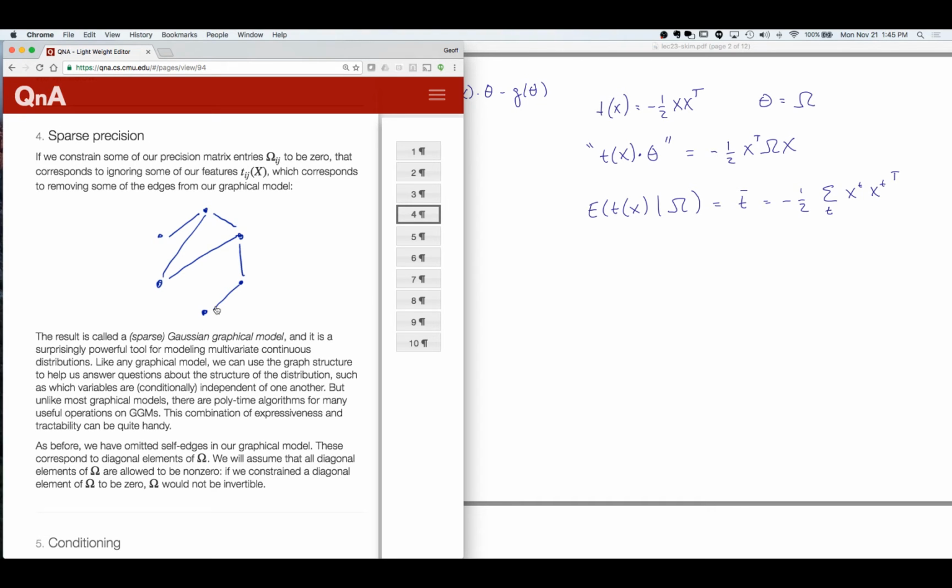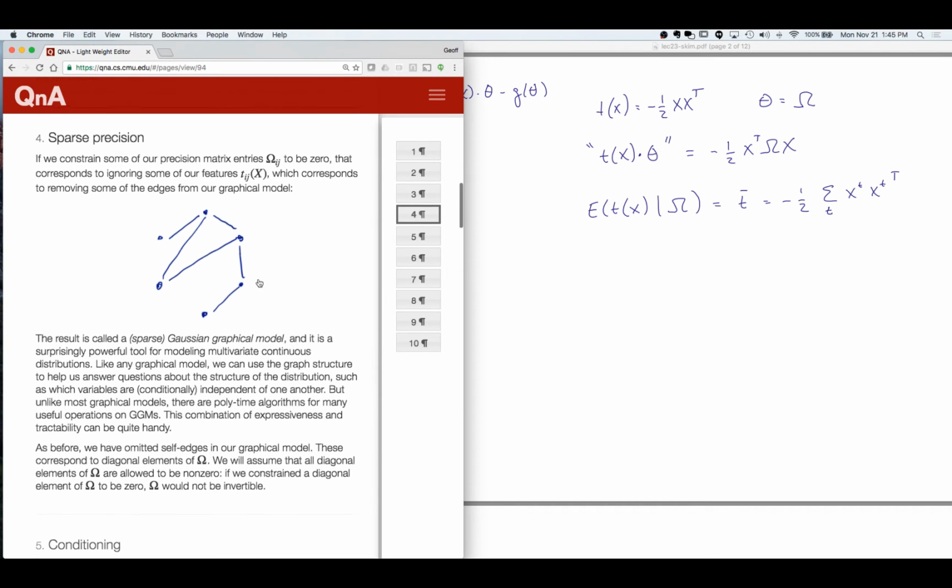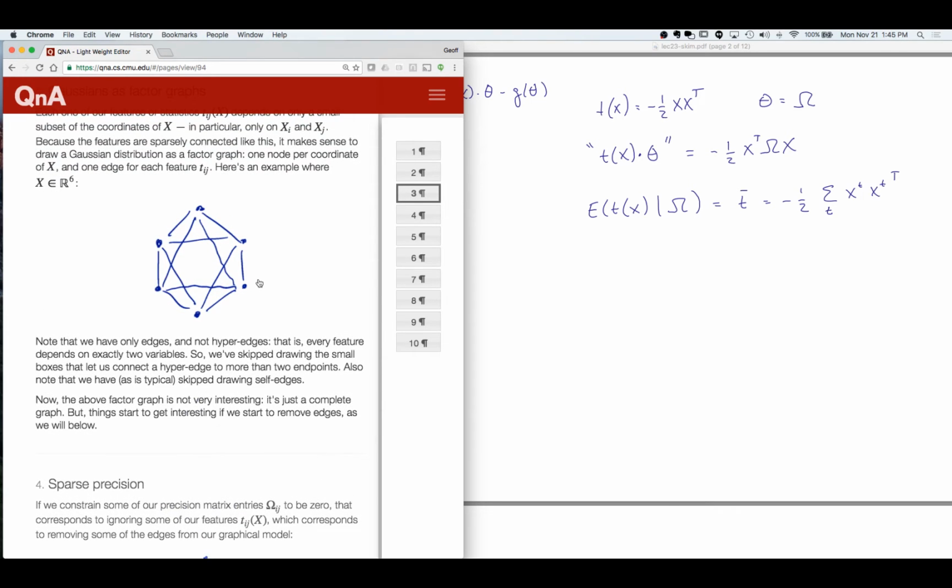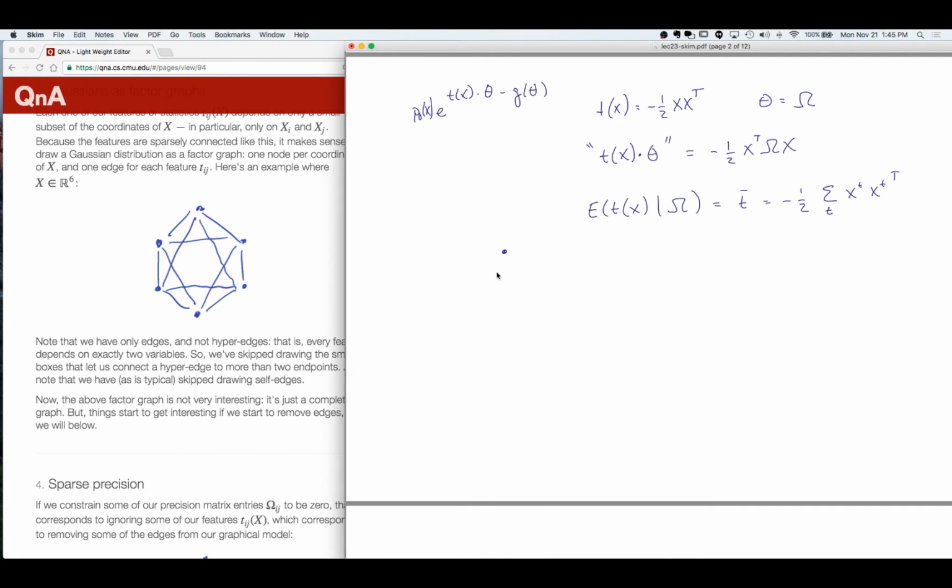Now I wanted to point out that, again, we're emitting self-loops in our graphical model. And the self-loops correspond to... that is correct. Somebody pointed out that I forgot to draw the edges directly across this graph. That's actually just a typo. I'll fix it after class.